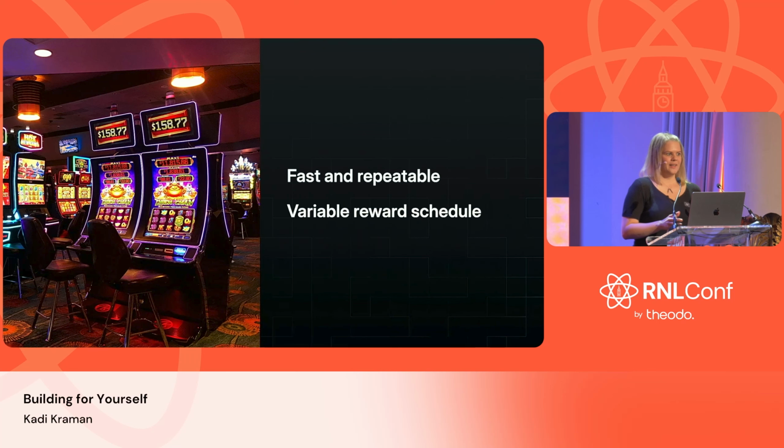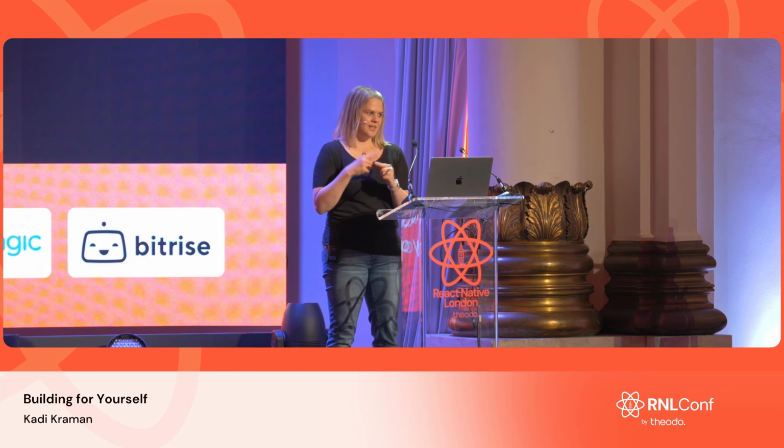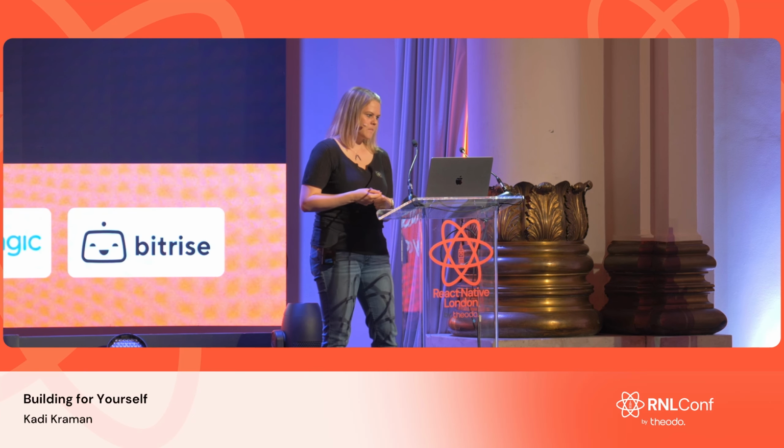Now, why is this so appealing? It is fast, it is repeatable. Trying again is just pressing that button again, but also it has a variable reward system, meaning that every time you press a button, you don't get the reward, but sometimes you do. And if you remember from the previous slide, anticipation itself creates dopamine. So you have this anticipation, sometimes reward loop that is the most addictive thing out there.